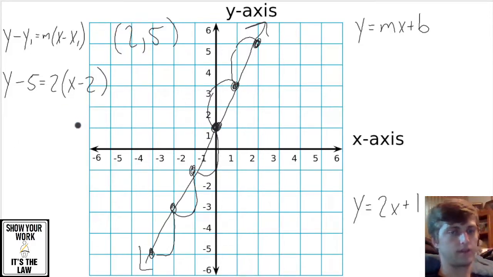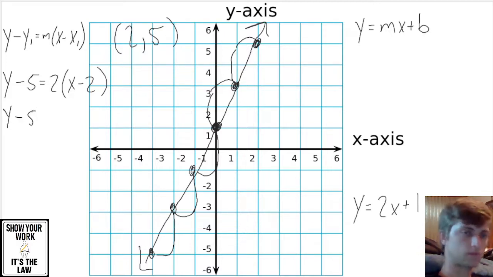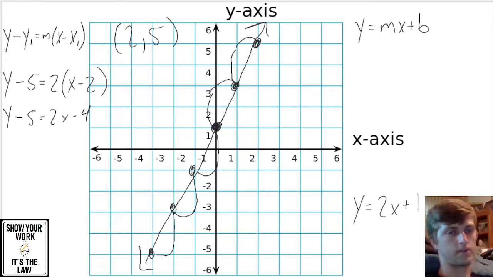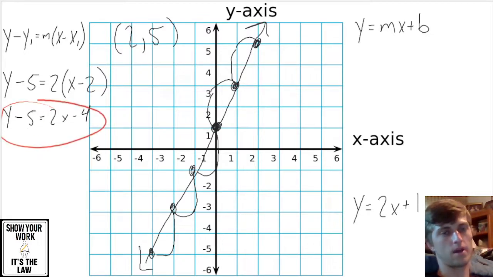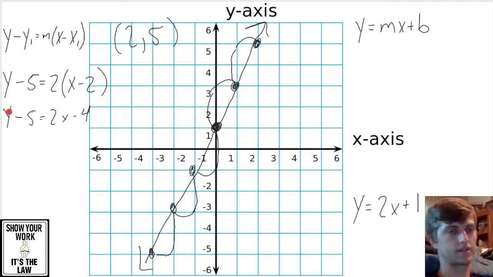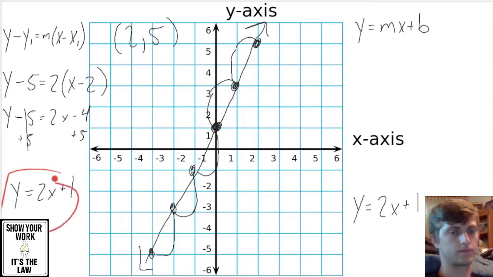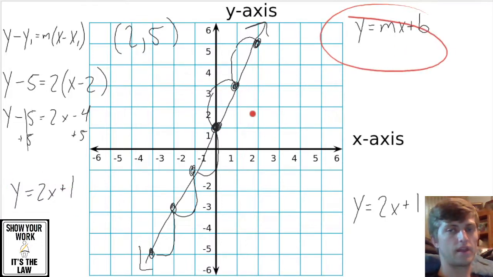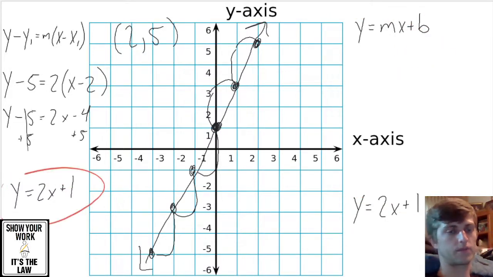So you might be saying, this is even more confusing. What the heck? Well, let's go ahead and simplify. Can we simplify anything on the left? No, we can just rewrite that. On the right, what can we do? We can distribute that 2 through. 2 times x is 2x. 2 times negative 2 is negative 4. And remember, for equations of lines, we want to get y by itself. So to get y by itself, all we have to do is add 5 to both sides. That gives us y equals 2x plus 1. So we see that these two lines are the same.